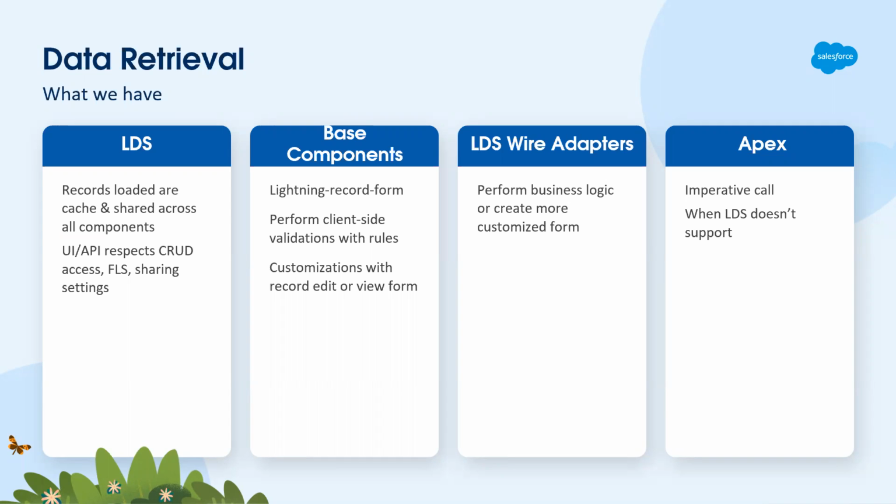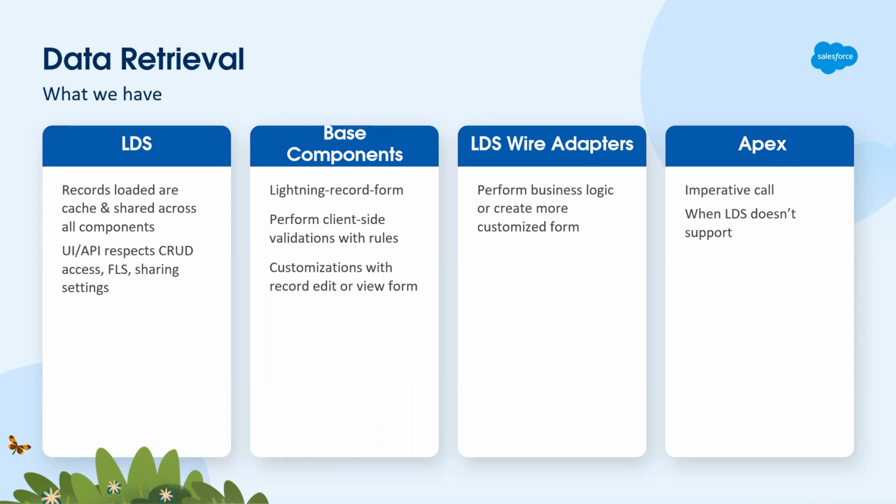And customizations with the record edit and the record view form can be done. LDS with the wire adapter is good if you want to perform any business logic or create a more customized form. I'm giving an example. Let's say you want to retrieve the data, or you want to save the data, and you want to add any kind of custom validations that cannot be done with the validation rules itself. So in that case, you can use the LDS wire adapter.